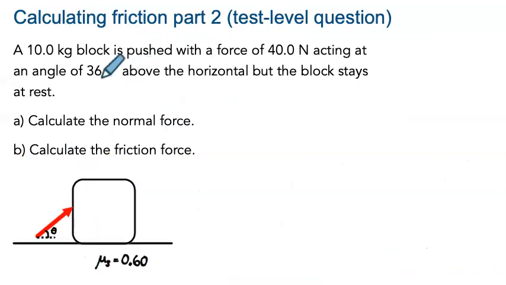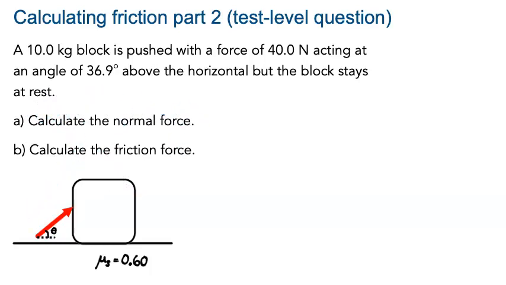Next question is a little bit more interesting. It's roughly at the test level question. So we have a 10 kilogram block pushed with a force of 40 Newton, acting at an angle of 36.9 degrees above the horizontal, but the block stays at rest. I want you to calculate the normal force and the friction force. So hit pause, take a few minutes, and come back when you're ready.